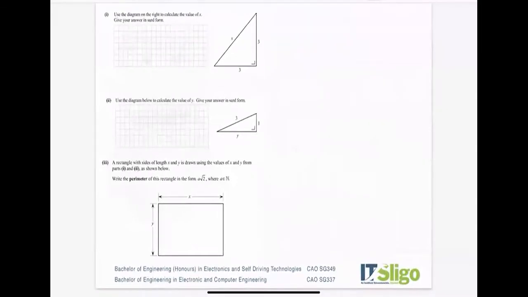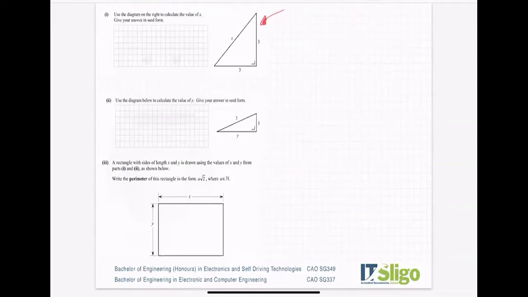Right, so use the diagram on the right to calculate the value of x. Give your answer in surd form. Part 1. Okay, this is about as straightforward as they can get in Junior Cert higher level.